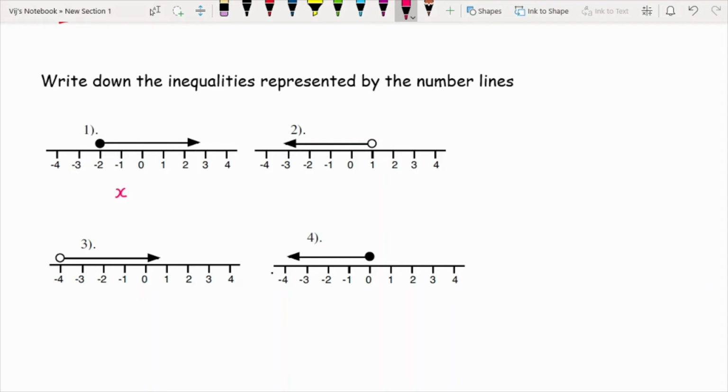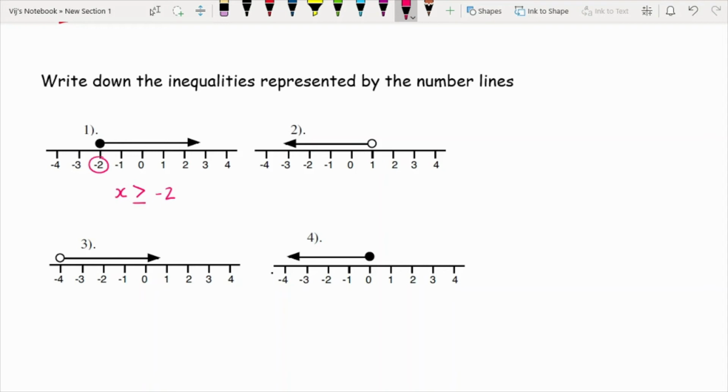Now for this, as you can see, the arrow is facing to the right, so I draw an inequality facing the right, and it's also shaded, so I'm going to have a line underneath it. And as you can see, the number where the circle is at is -2, so the answer then is going to be x is more or equal to -2.